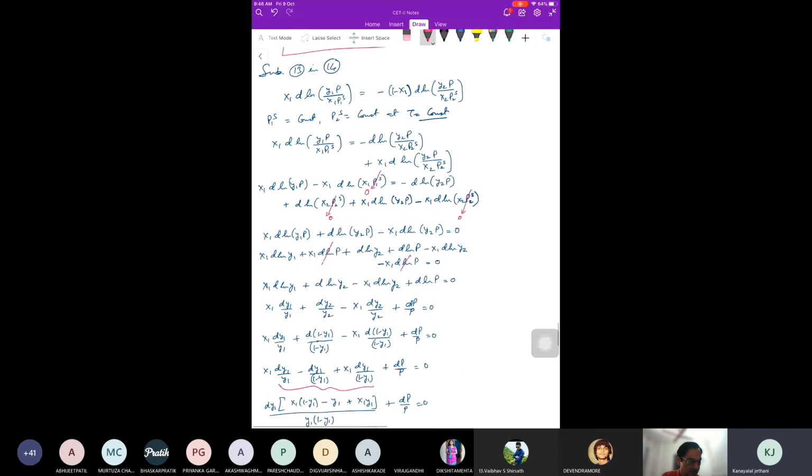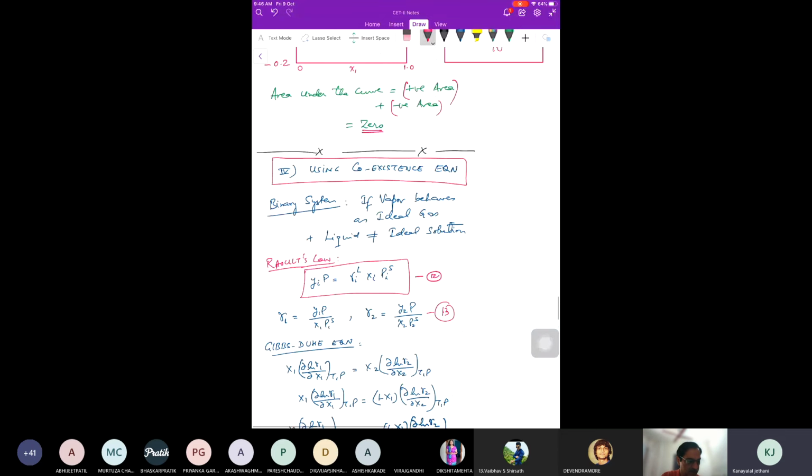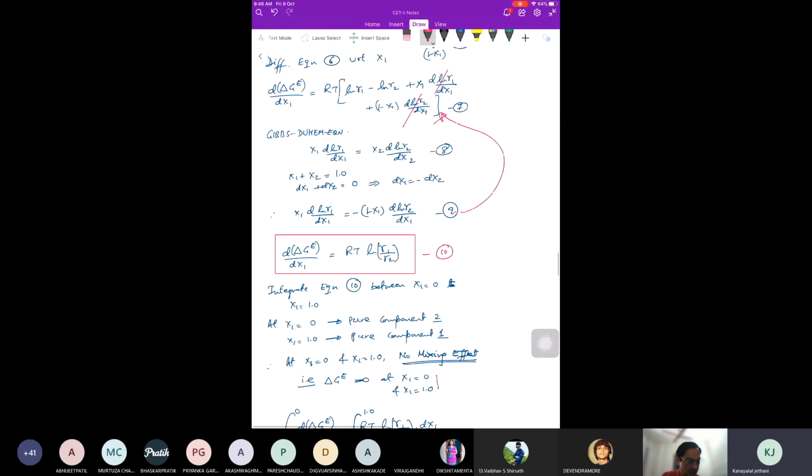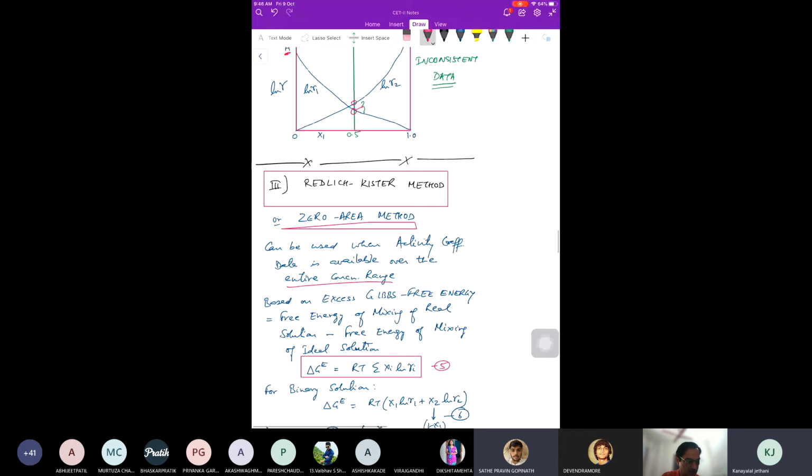Partial pressure data, midpoint data, coexistence equation. You have to show all these things. Redlich Kister method.